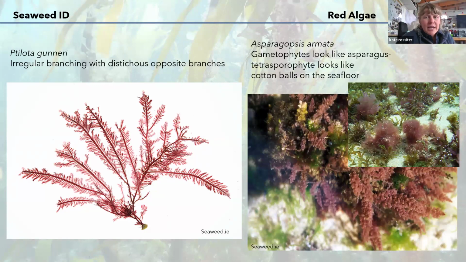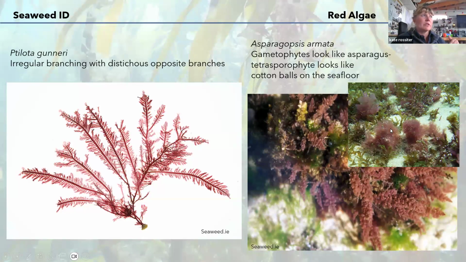And then we have a non-native, Asparagopsis armata. This is very distinct. I think it kind of grows like a strawberry, so rhizoidal, and that would be the sporophyte stage here. Some people describe this morphology as arrow-like. I think it looks like an asparagus, actually, hence the name, maybe. And then the tetrasporophyte, the gametophytes look like this. The tetrasporophytes look like little cotton balls on the seafloor.